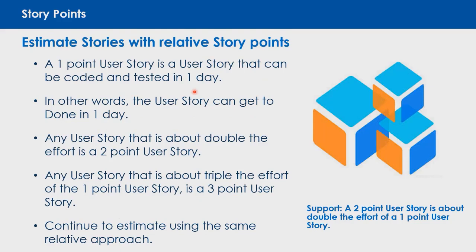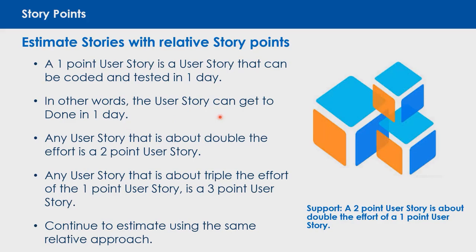Some Scrum methodologists and coaches will always prescribe that it's up to the team to decide what a 1-point story is. Some teams are very comfortable with that. Other teams need some guidance, so the community does offer some guidance about a 1-point user story, and I like this approach. A 1-point user story is a user story that can be coded and tested in one day. In other words, we can get the story to done in one day.